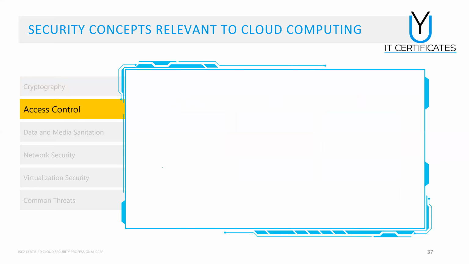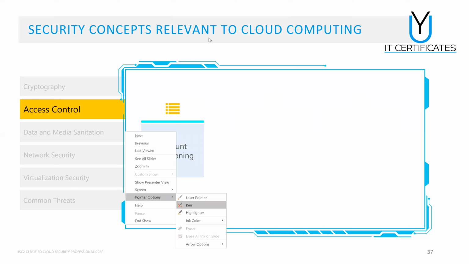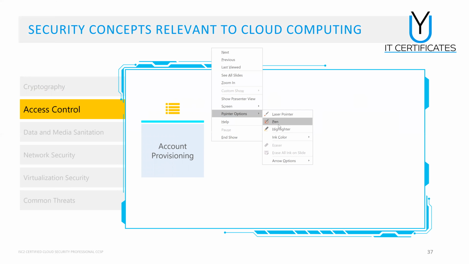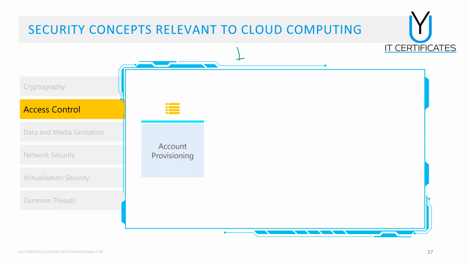The other concept related to security in cloud computing is access control. Access control usually has four different concepts, which is called AAA. This stands for identification, authentication, authorization, and accounting.